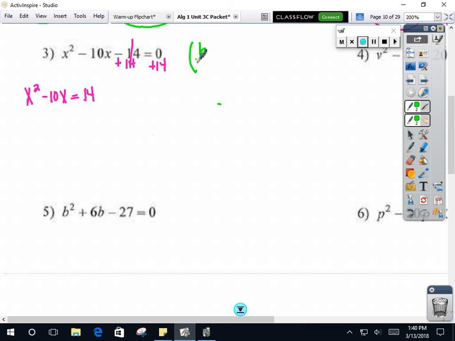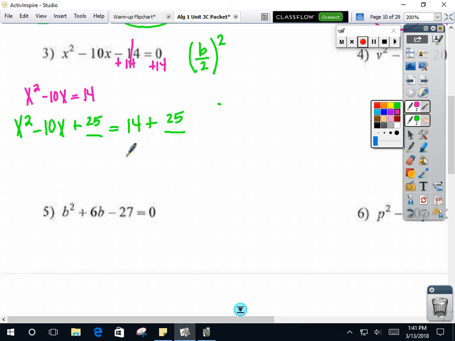Right, you take the b value, divide it by 2, and square it. Well, what is the b value for this trinomial? Divided by 2? Negative 5, and negative 5 squared is 25. You're now going to take that 25 and you're going to add it in on both sides of the equation. Okay, on the right side, you just simply combine like terms and those become a 39.